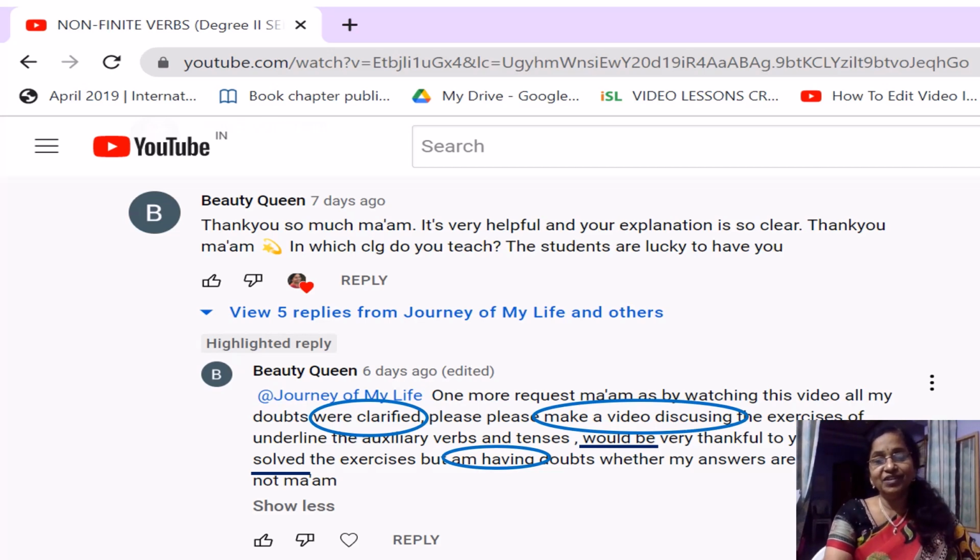So these are some of the auxiliaries you have learned today. Hope you have understood it clearly. Try solving the exercises on your own, all of you.